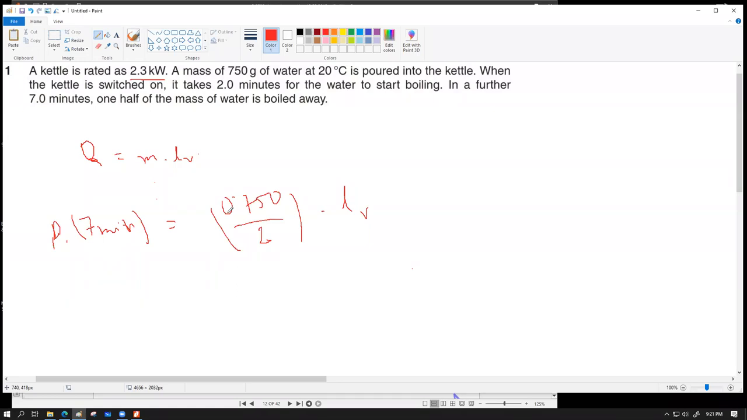I wrote 7 minutes because I didn't want to do the conversion. I wanted you to use your brain to do the conversion. But yes, definitely, if you want to get the answer in joules for the heat amount, you have to convert the minutes into seconds, obviously. Yes, the answer to your question is yes.